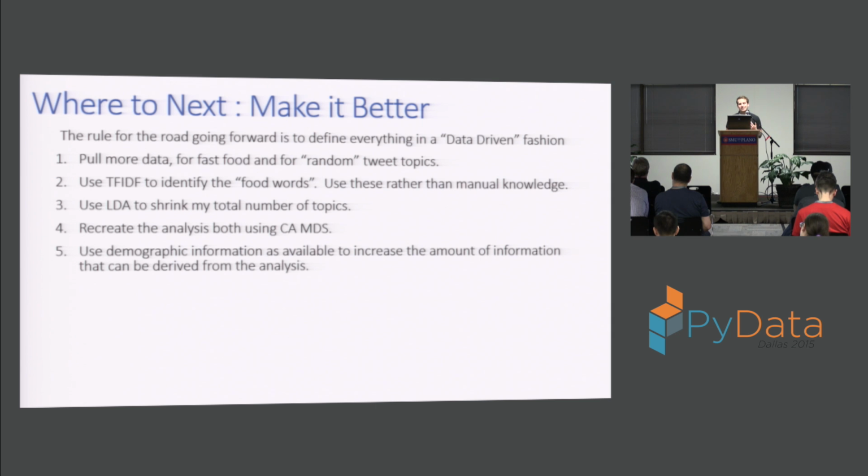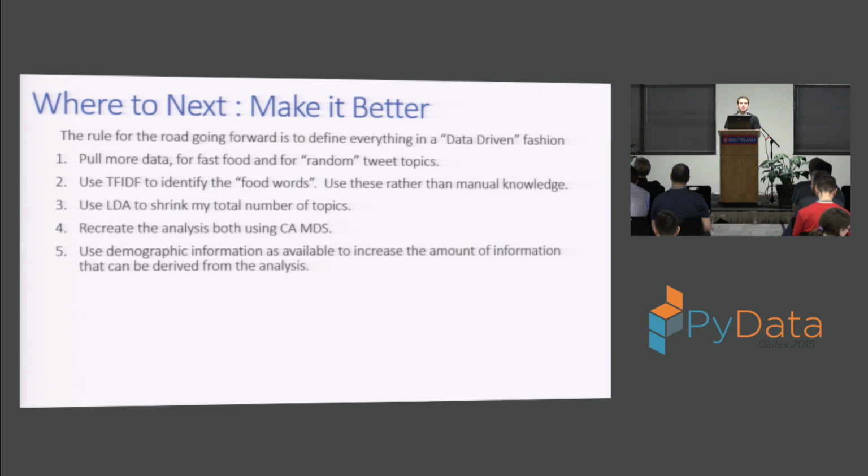From there, I could then use TF-IDF to identify which words only applied to food rather than using me looking at my giant corpus of words and seeing what looks like it fit with the food topic. Finally, I could use LDA to then shrink the list of topics in these tweets to group them together and provide a better distance matrix. Finally, I would then recreate the exact same analysis, both using correspondence analysis and multidimensional scaling, which is going to shrink it to 2 dimensions, but also provide some interesting features around continuous vectors.